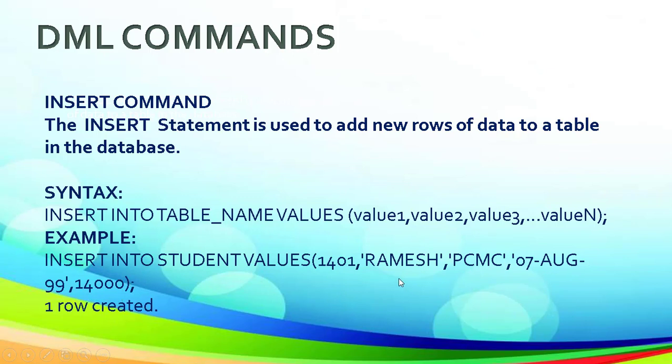Then you have to close the bracket. You have opened the bracket here, that is before the register number, and you have to close the round bracket and then end with a semicolon. Once you enter, you will get one row created. In the same way you can create n rows in a table, and the data will be entered inside the table.